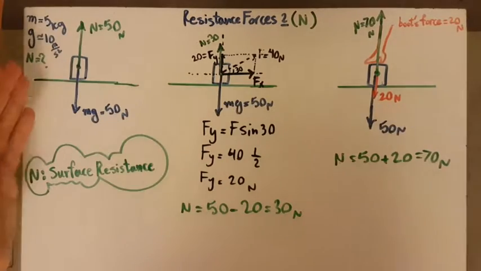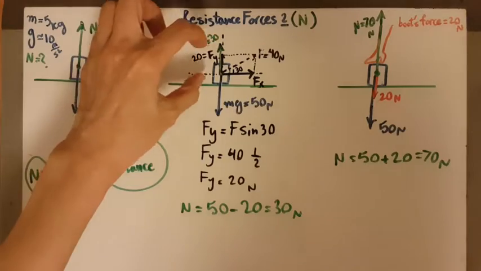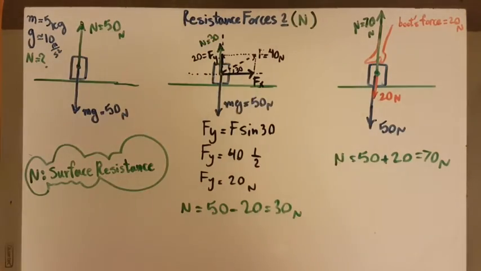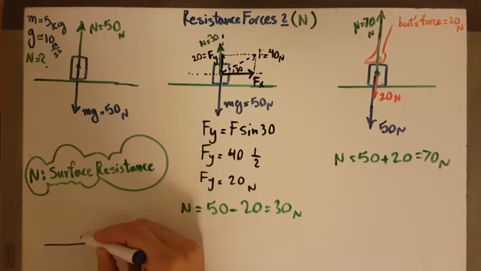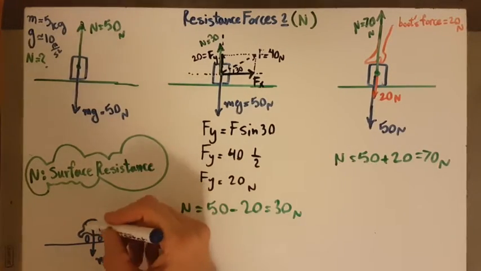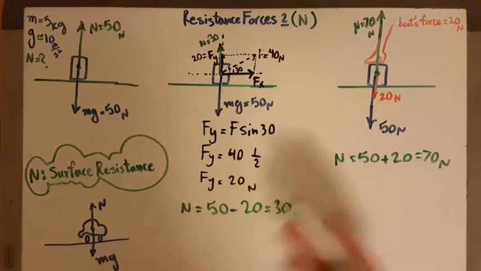As you could see in here, N is equal to mg. In here N is less than mg, and in here N is more than mg. So in most of the cases, in most of the problems, when you have an object on the ground, especially if the surface is horizontal, usually the N equals mg, unless there are special cases like these.